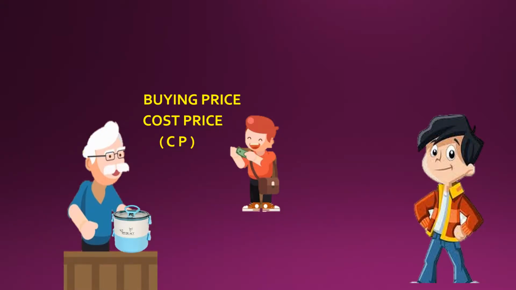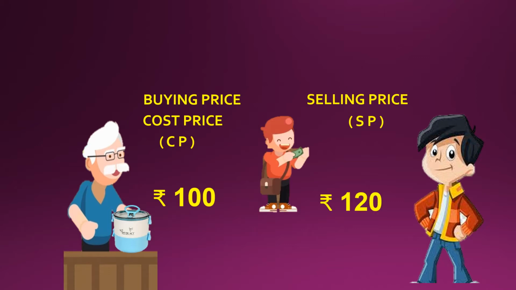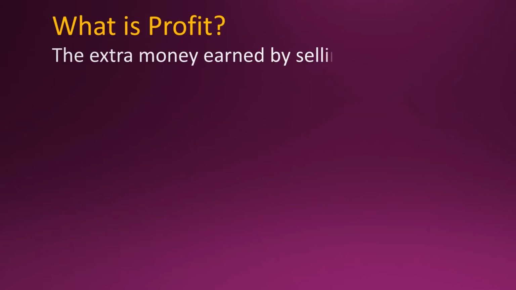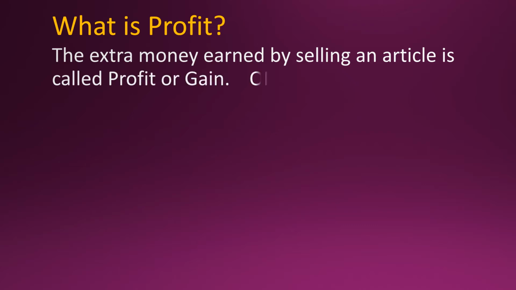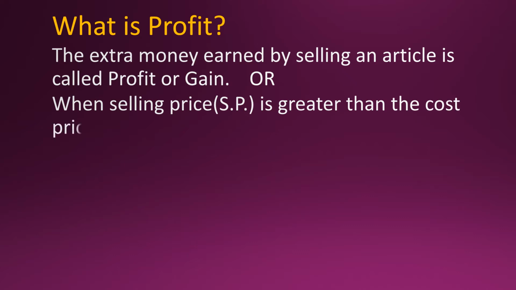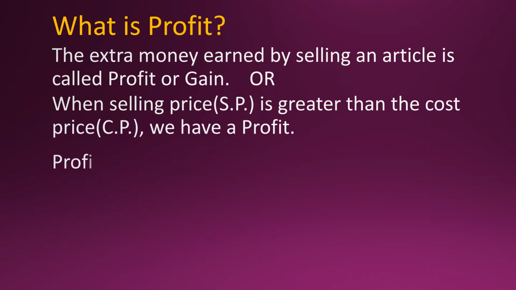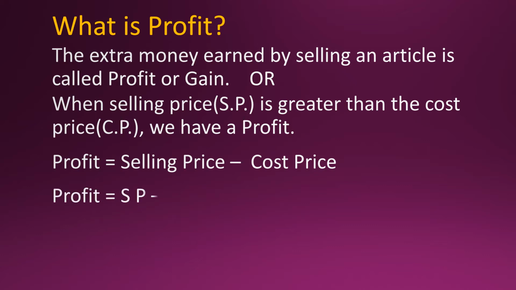Now tell me, Vedant purchased a lunchbox for rupees 100 and then sold it to Pranshu for rupees 120. So how much extra money did Vedant have? Yes, rupees 20. So that is profit. What is profit? The extra money earned by selling an article is called profit or gain. Or when selling price is greater than the cost price, we have a profit. So profit is equal to selling price minus cost price. Or in short form, profit is equal to SP minus CP.